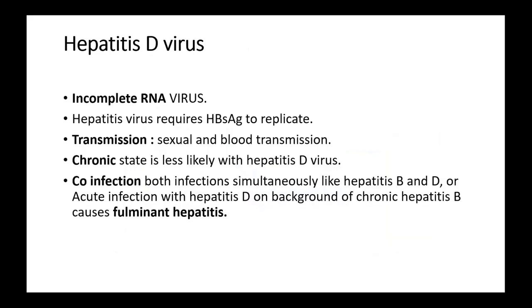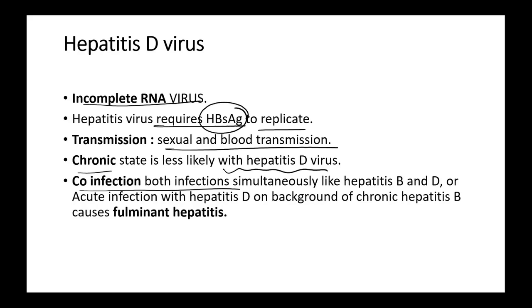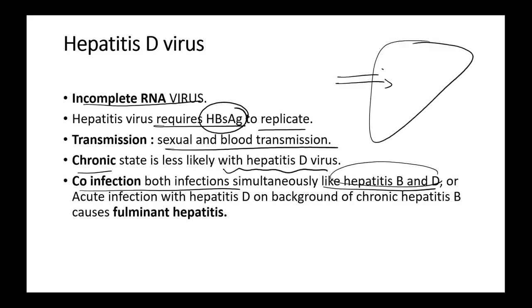Next is hepatitis D virus. It is an incomplete RNA virus that requires hepatitis B surface antigen to replicate. Transmission is sexual and blood transmission. A chronic state is likely with hepatitis D virus. So hepatitis D virus can happen with hepatitis B virus co-infection. Both hepatitis B and hepatitis D can infect the liver. This is co-infection.